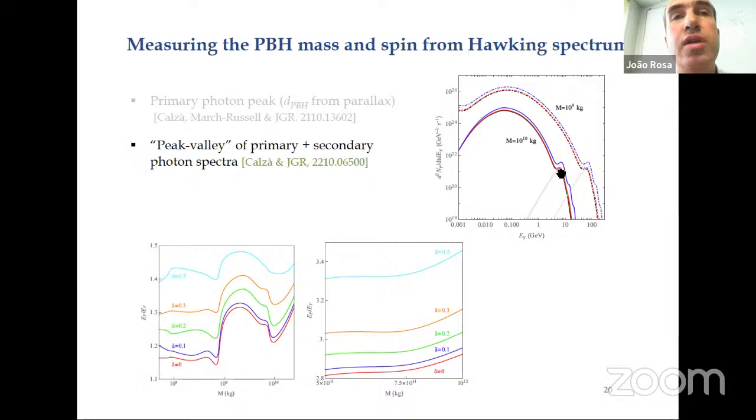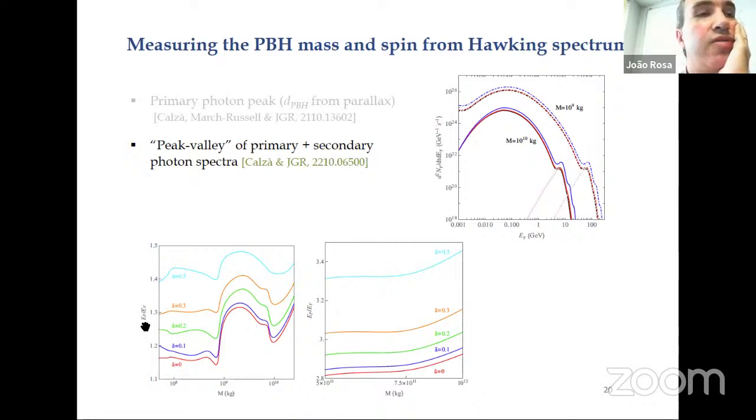So we used BlackHawk. It's a publicly available code to generate these secondary spectra. It uses particle physics codes such as Pythia and Hazma to generate these, and we studied some particular features in the spectrum, which is the primary peak that I'm showing here, and what we call the valley, which is this point where the primary joins the secondary. So we looked at the dependence of the energies of these particular features.